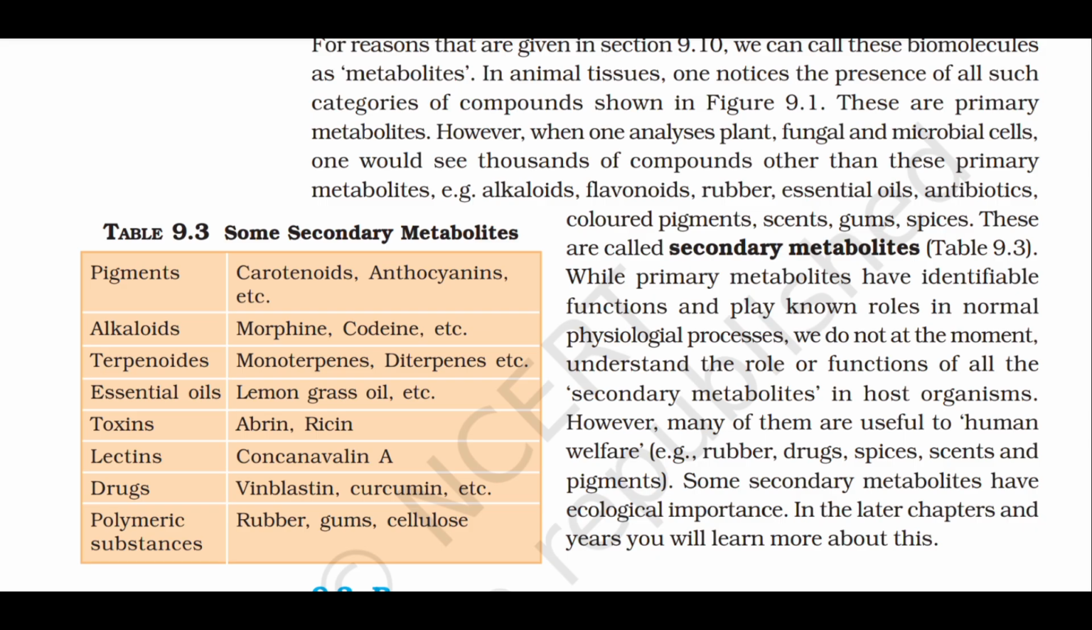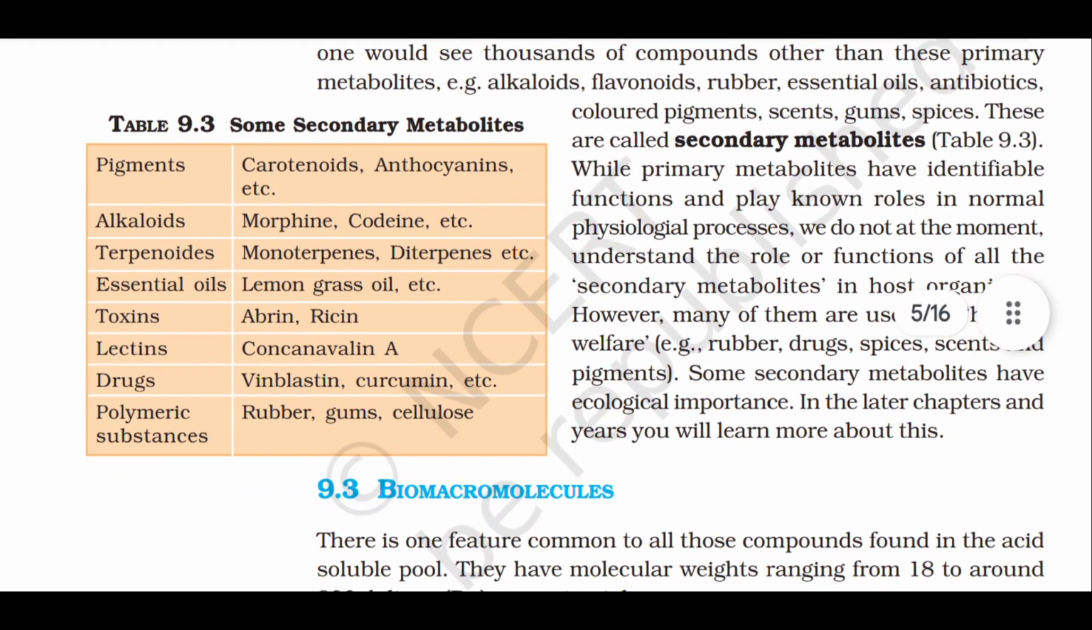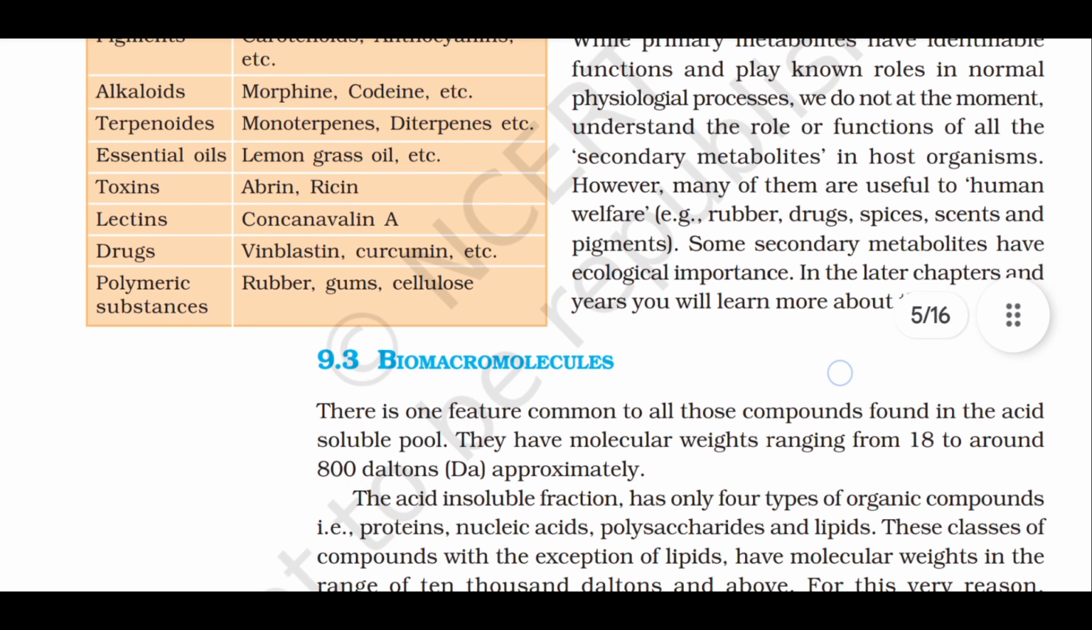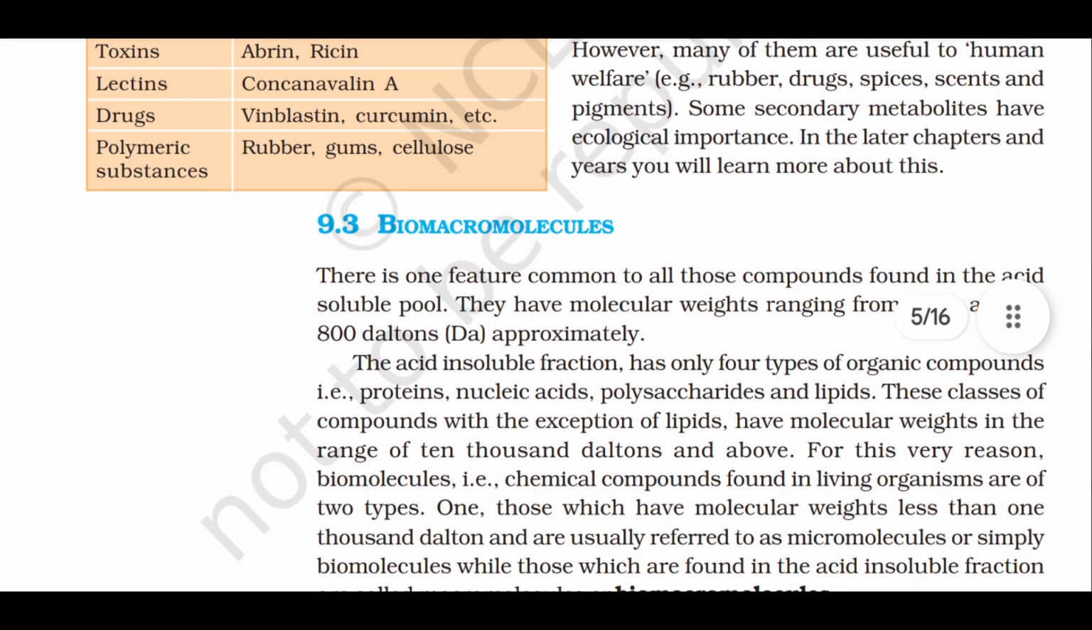While primary metabolites have identifiable functions and play known roles in normal physiological processes, we do not at the moment understand the role or functions of all the secondary metabolites in host organisms. However, many of them are useful to human welfare. For example, rubber, drugs, spices, scents, and pigments. Some secondary metabolites have ecological importance. In later chapters and years, you will learn more about this.